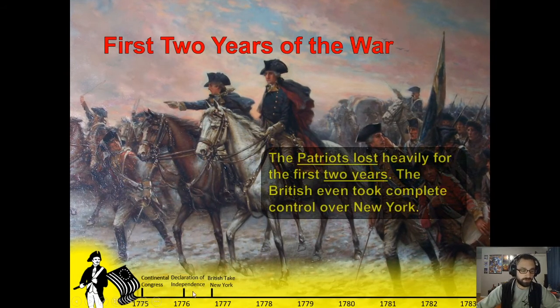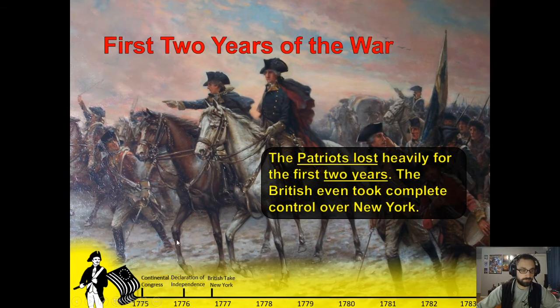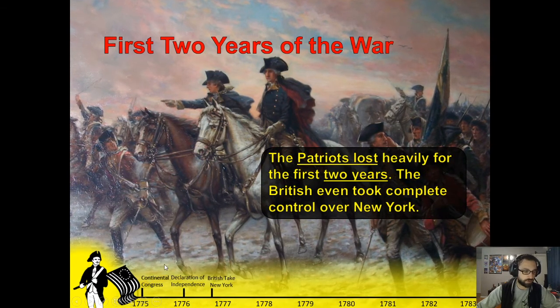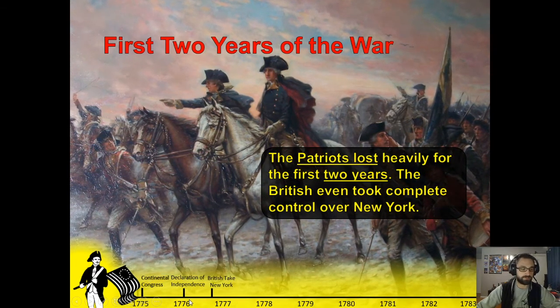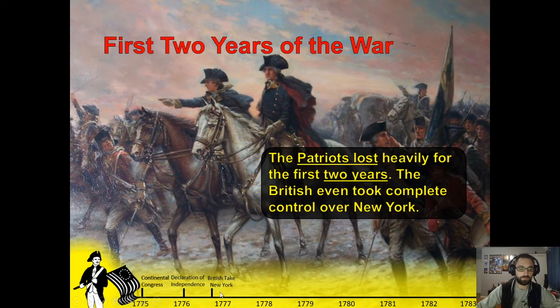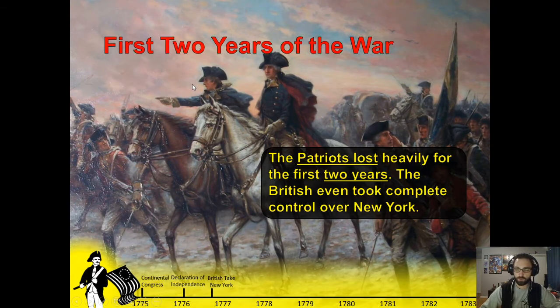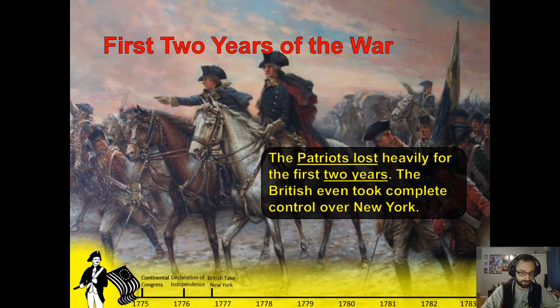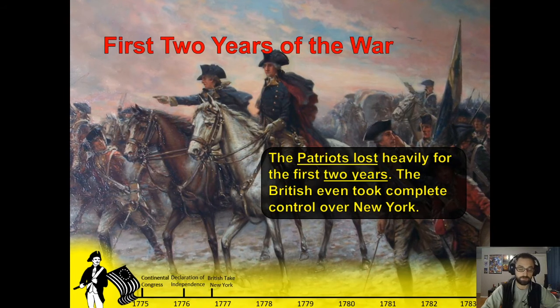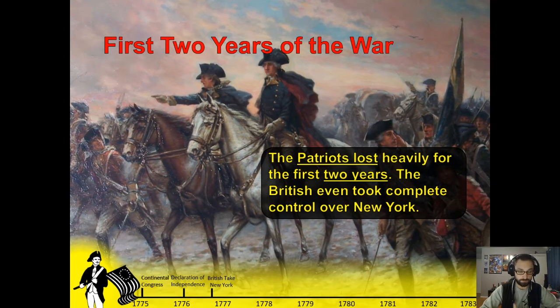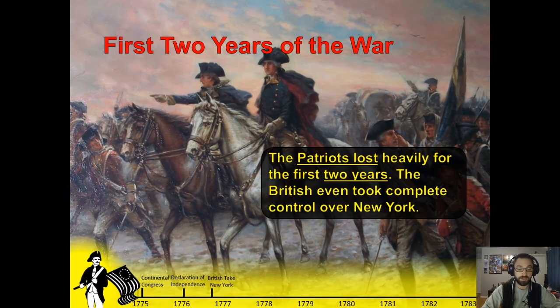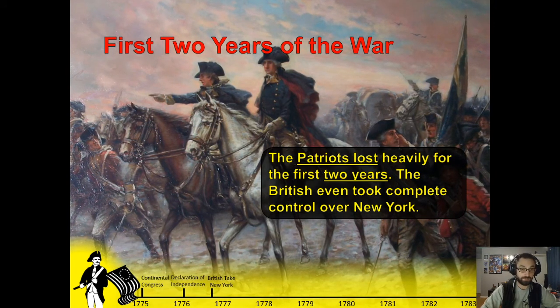So, following our timeline, if you look at the bottom here, 1775 was when the war started. We had the Declaration of Independence in 1776, and then we're basically covering the first 2 years of the war. The first 2 years of the war did not go well for the colonies. And you'll remember that if you think back to those oversimplified videos we watched. The Patriots, which is us, the U.S., the colonies, they lose badly for the first 2 years of the war. The British even take control of New York. So first 2 years we are losing.